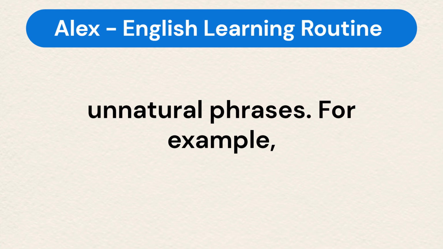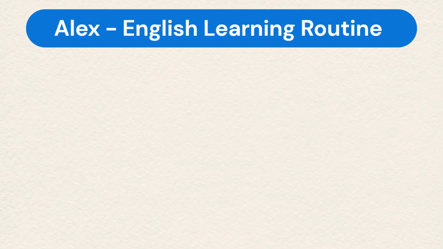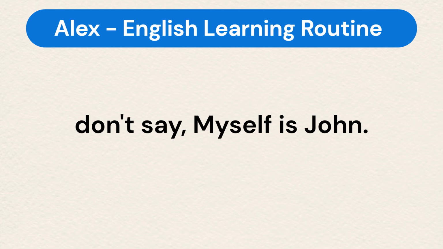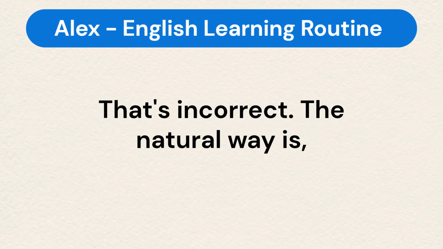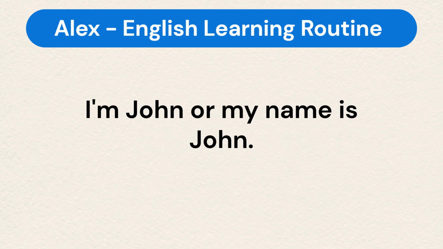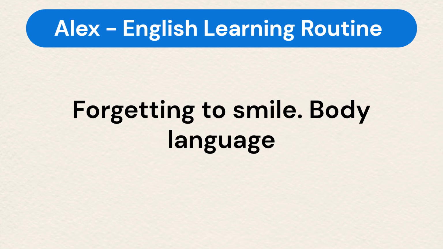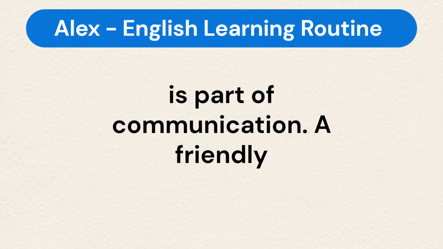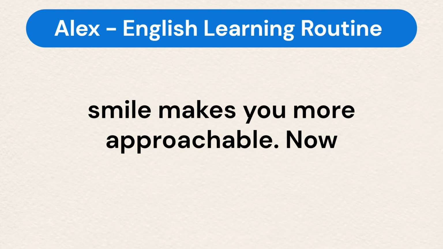Using unnatural phrases. For example, don't say, "Myself is John." That's incorrect. The natural way is, "I'm John" or "My name is John." Forgetting to smile. Body language is part of communication. A friendly smile makes you more approachable.